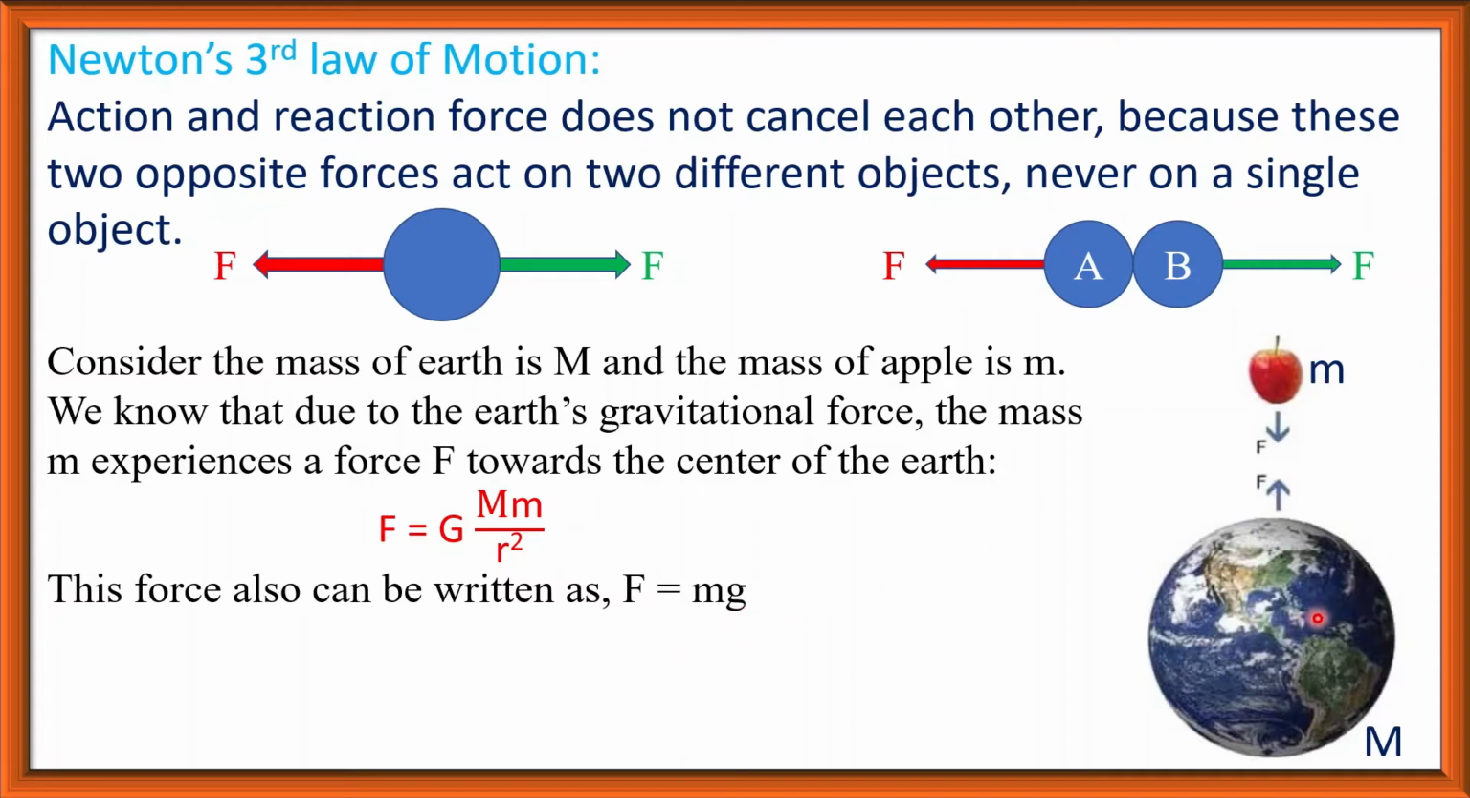That means the earth attracts the apple towards the center of the earth by this force, and the apple also applies a force of the same magnitude F on the earth. That is, the apple attracts the earth towards the apple by this F force. Earth attracts this apple with this force, and apple also attracts the earth towards the apple. So F is equal to mg.